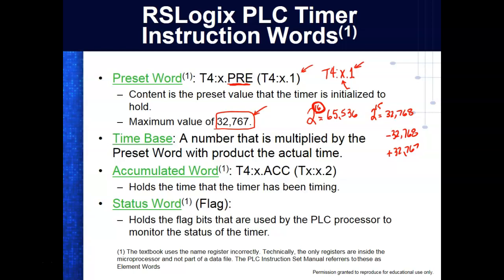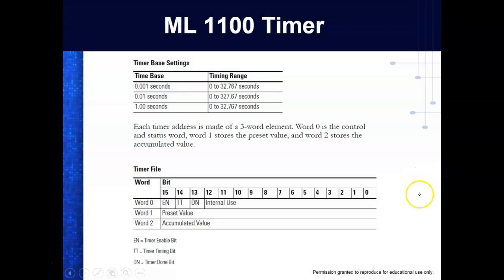These are timers, but you're close to it. Sorta. Because we combine that with a what? A time base. So to come up with the time, what do we actually have to do? Yeah, we take the preset times the time base. And of course, this would equal the time, right?